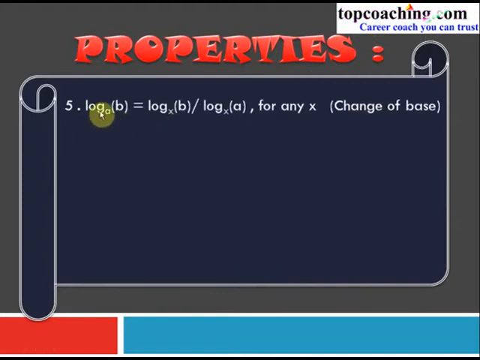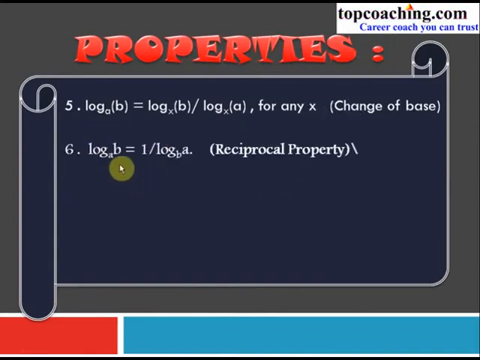The next property is, log of p to the base a is equal to log of p to the base x divided by log of a to the base x for any x, and this property is known as change of base. So simply what we see here is that we have changed the base and we have written this expression as a division of these two terms. The first term is log of p to the base x and the denominator is log of a to the base x. So simply we have changed the base from a to x.